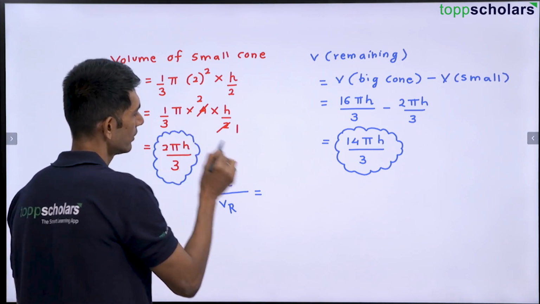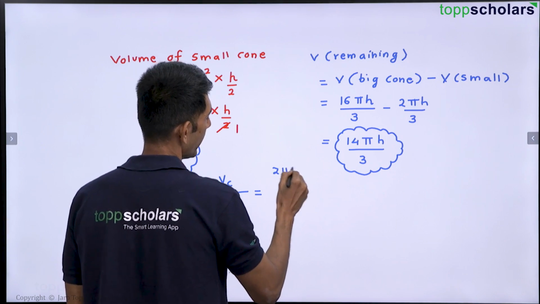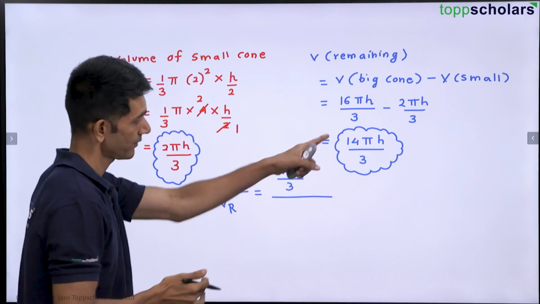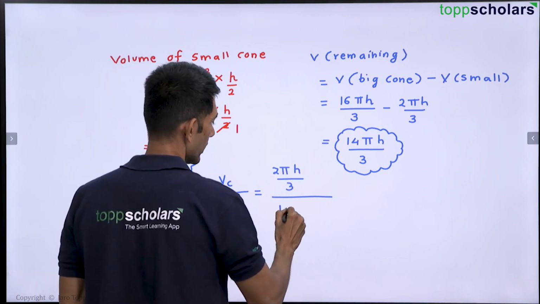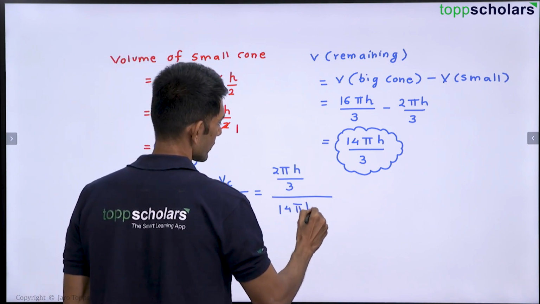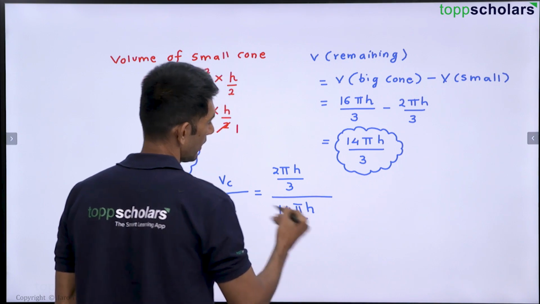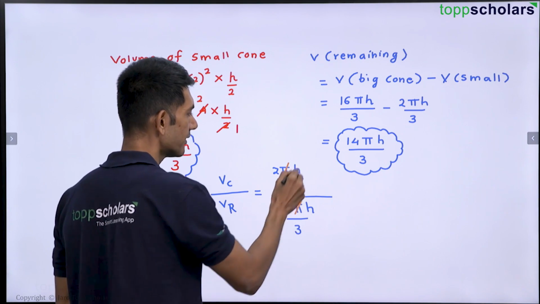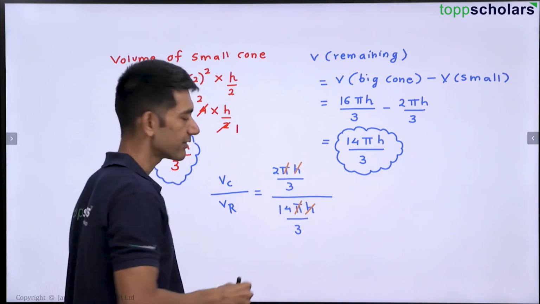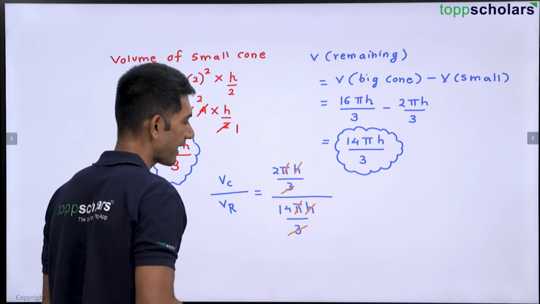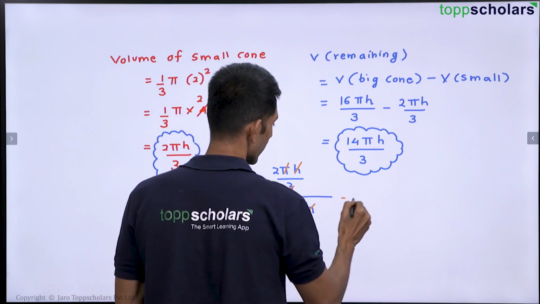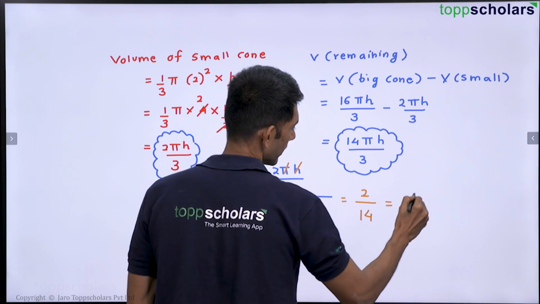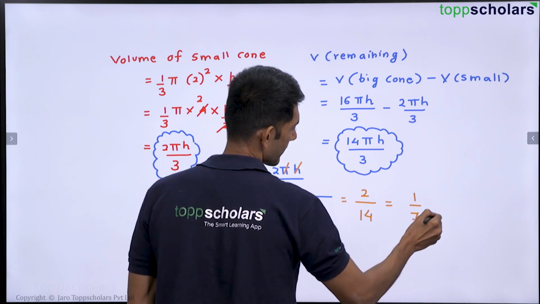We have 2 pi h by 3, the whole divided by 14 pi h by 3. How do we solve this? It's very simple. Pi gets cancelled, h gets cancelled, 3 gets cancelled. You get 2 divided by 14, and that is nothing but 1 by 7.